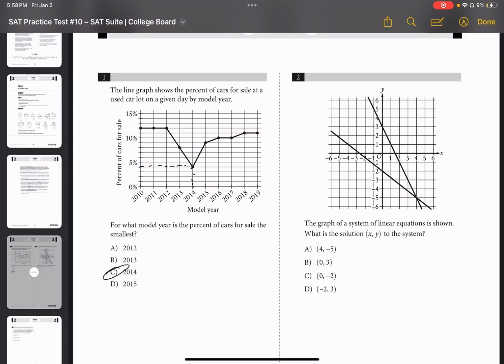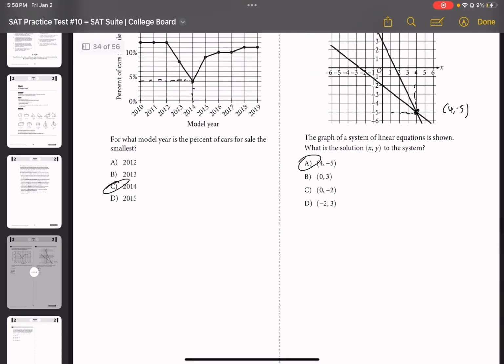Question two, the graph of a system of linear equations is shown. What is the solution, x, y, to the system? Well, that's just when they intersect. So that would be at 4 comma -5, which is answer choice A.